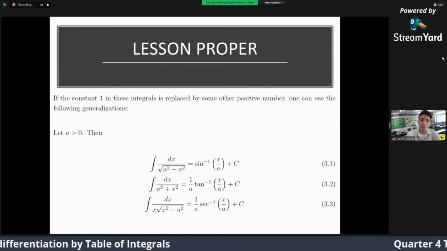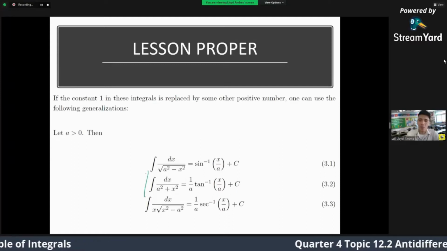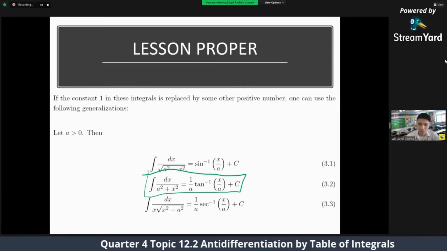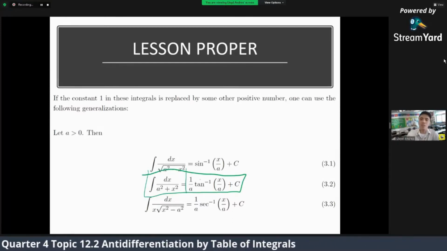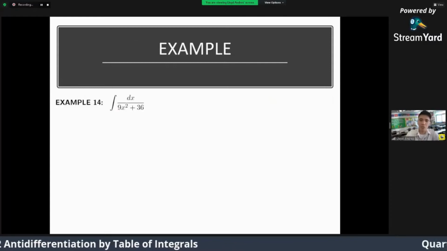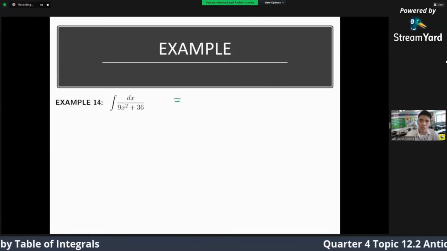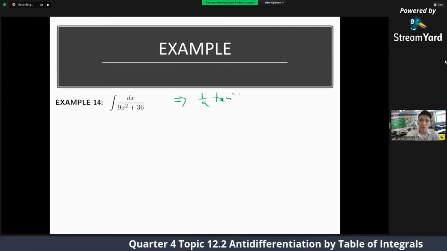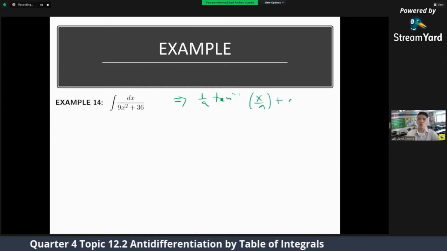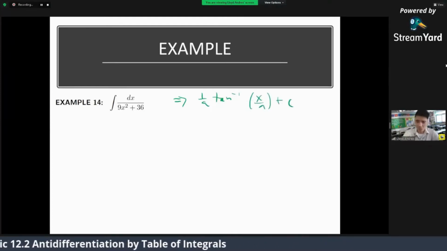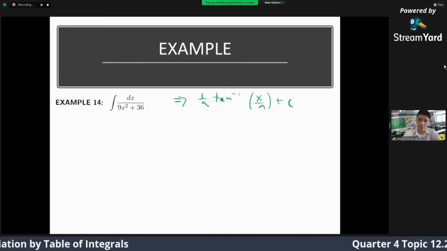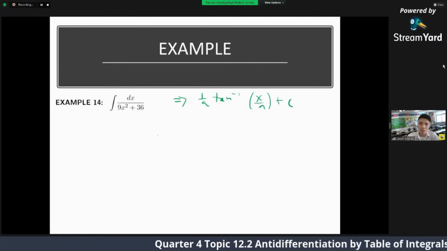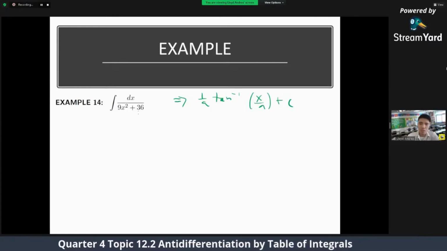3.2 siya. In the form nga walay square root. So take note nga ang answer is 1 over a inverse tangent of x over a plus c. So isulat na lang nato na dire. So ang answer ani will be in the form 1 over a inverse tangent of x over a plus c. So, ang kailangan lang nato i-identify kung saan ang value ni a. Again, ang a is katong sa constant na to. Constant, which is ang 36, di ba?